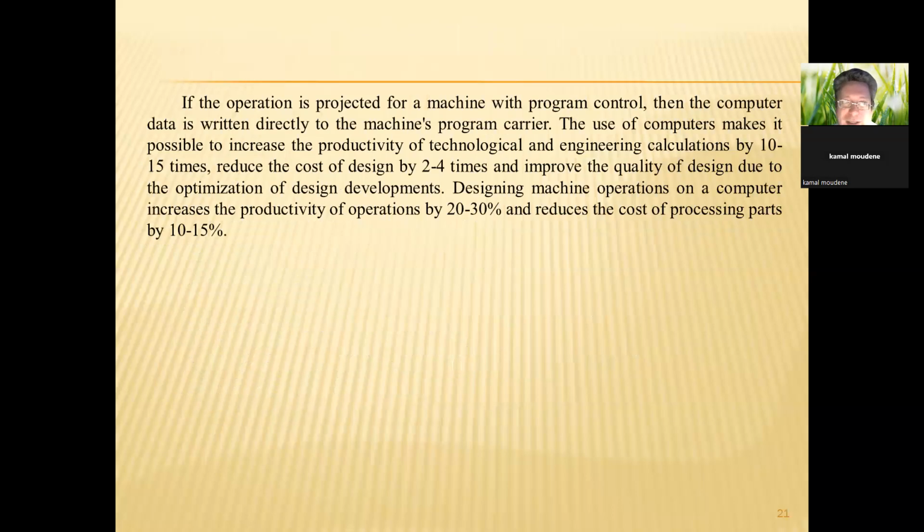If the operation is designed for a machine with program control, then the computer data is written directly to the machine's program carrier. The use of a computer makes it possible to increase the productivity of technological and engineering calculations by 10-15 times, reduce the cost of design by 2 to 4 times, and improve the quality of design due to the optimization of design developments.